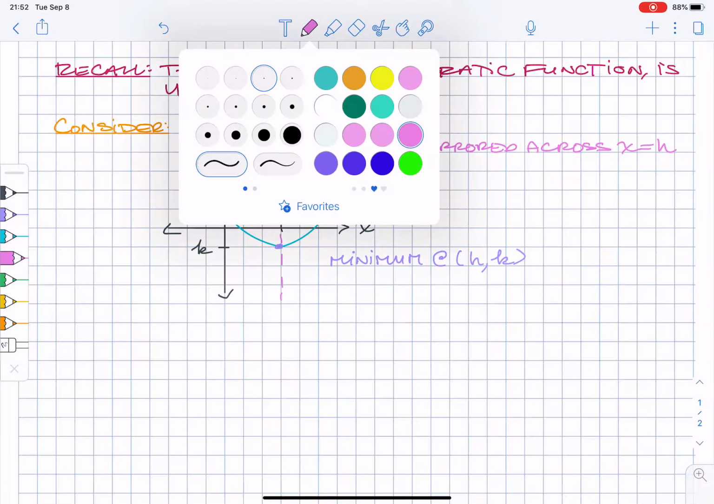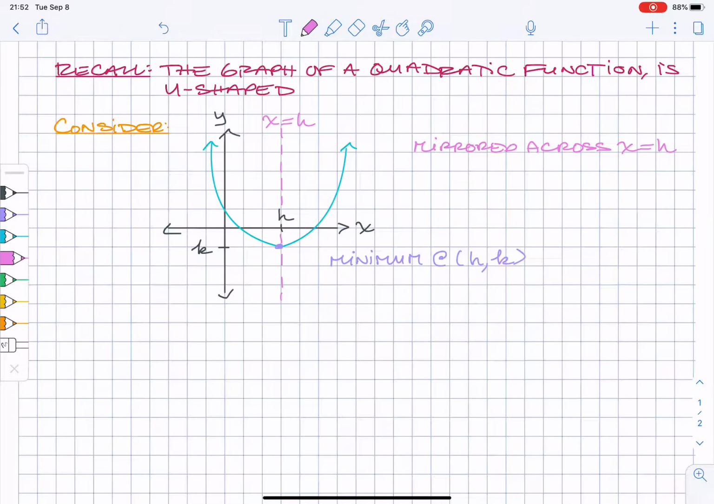And then we've got this other point. Let's see. Do this in yellow. If this is C, then there's a y-intercept at 0, C, because the x-coordinate is 0.